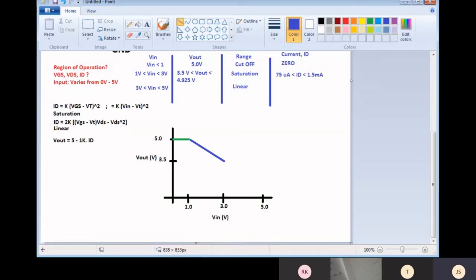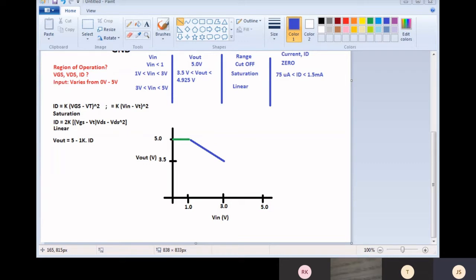So, was anybody able to do it? At least can you tell me what is going to be the voltage equation in the linear mode? At least let us see if the thought process is correct till that phase.